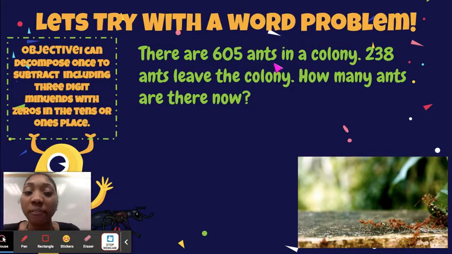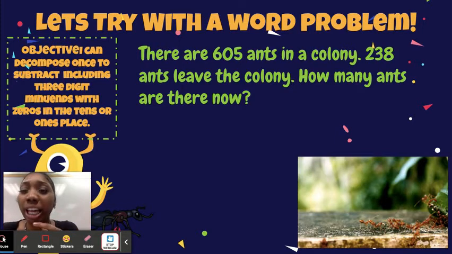There are 605 ants in a colony. Whoa, that's a lot of ants. And 238 ants leave the colony. How many ants are there now? Well, let's think about our strategies when we solve a word problem. I know that I first have to find the numbers. So, there are 605 ants. Oh, okay, so the first number is 605 in a colony, and 238 leave, and they want to know how many are there now.